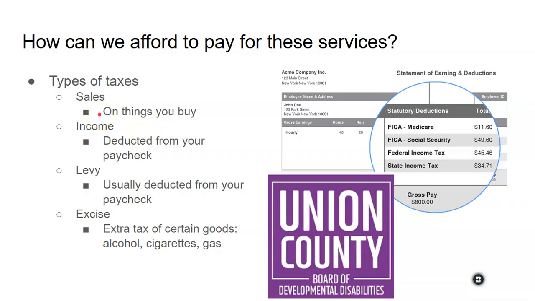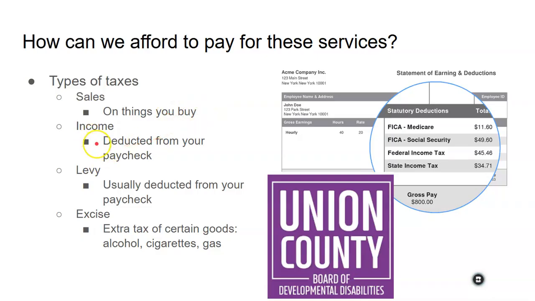Sales taxes are the taxes that you pay when you buy things, okay? You go to Kroger to buy your groceries and you buy some toothpaste while you're there. There is going to be a tax on that, right? So that is a sales tax. So everyone pays those when we buy things.